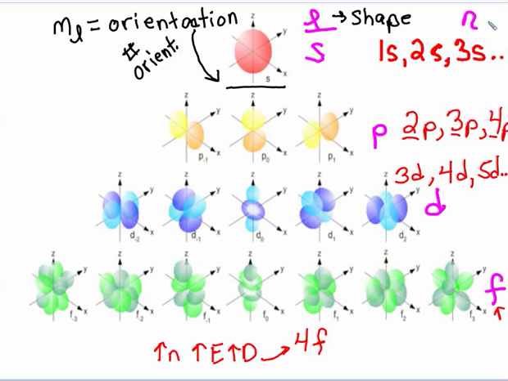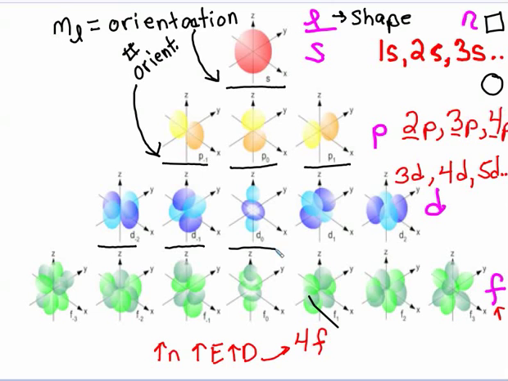Now, some places will use a box, others will use a circle. I just find that it gets a little messy if you do that. So I like to use a line. It's nice and simple. A dumbbell can be oriented 3 different ways, X, Y, and Z effectively. So we'll use 3 lines to indicate our number of M sub L values for our P sublevel. And the D has 5.